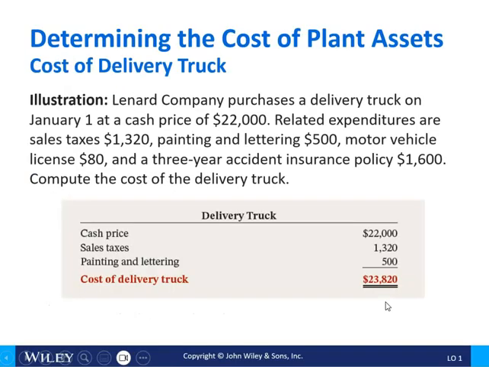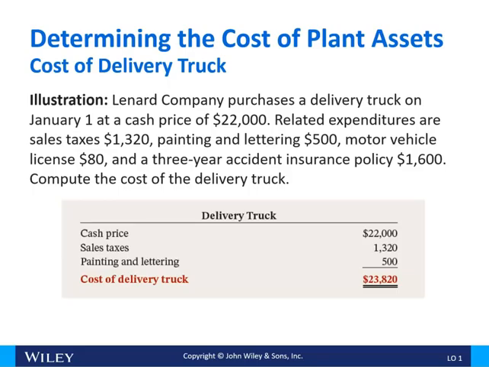So here's an example for a delivery truck. Leonard Company purchases a delivery truck on January 1st. Cash price of $22,000. Related expenditures are sales taxes, $1,320, painting and lettering, $500, motor vehicle license, $80, and a 3-year accident insurance policy, $1,600. Compute the cost of the delivery truck.